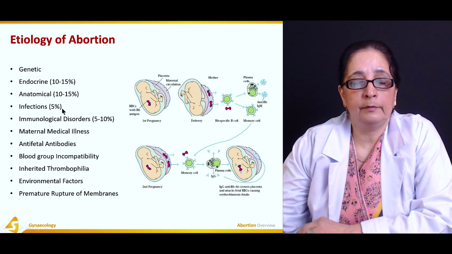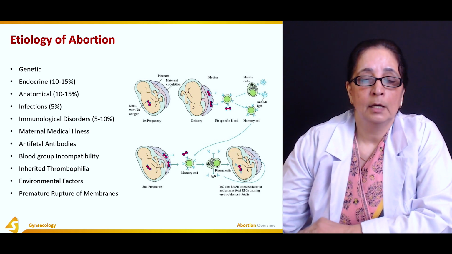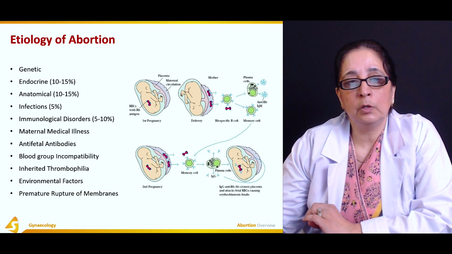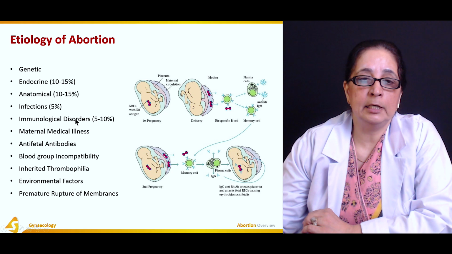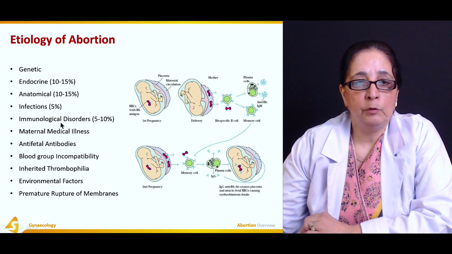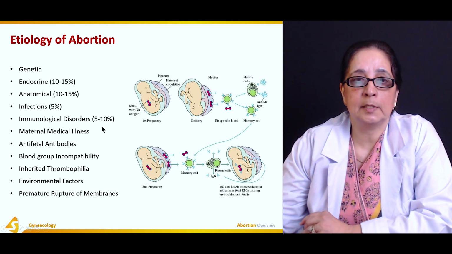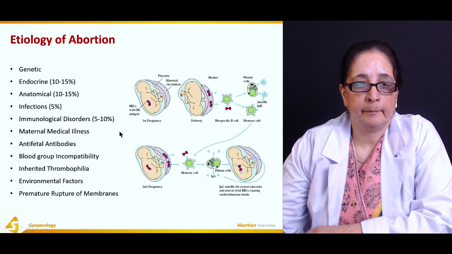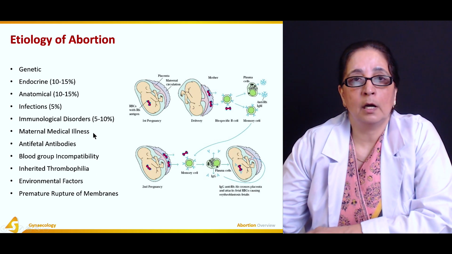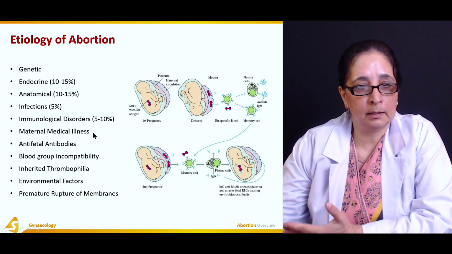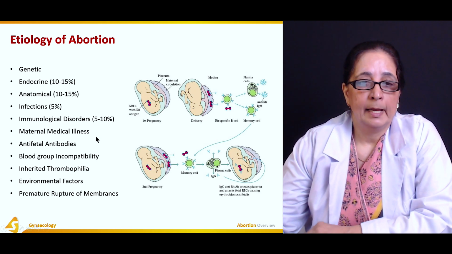Anatomical disorders. If there are any anatomical problems like uterine septum, that can also lead to abortion, 10 to 15% also. Different infections lead to abortion. Immunological disorders, immunity disorders, again 5 to 10% can lead to abortion. Maternal medical illnesses, different heart problems, different endocrine problems in the mother also lead to abortion.